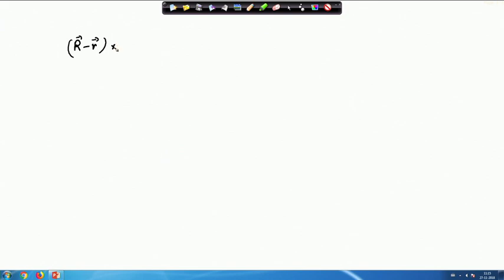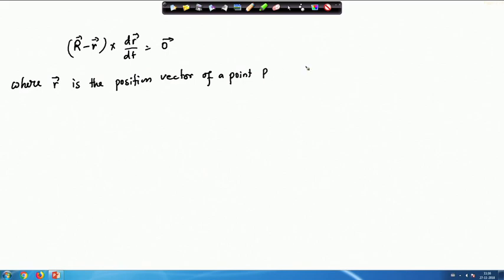So in the last class we derived a formula for the tangent as capital R minus small r cross product with dr dt is equal to a 0 vector, where our r is the position vector of point P.